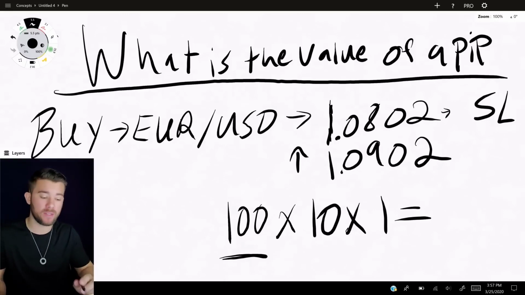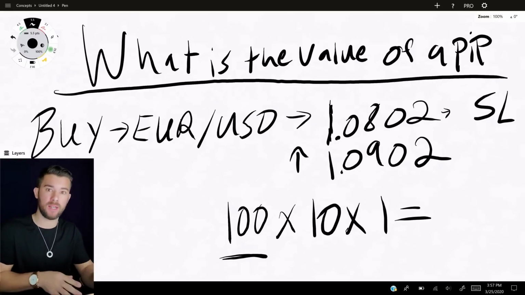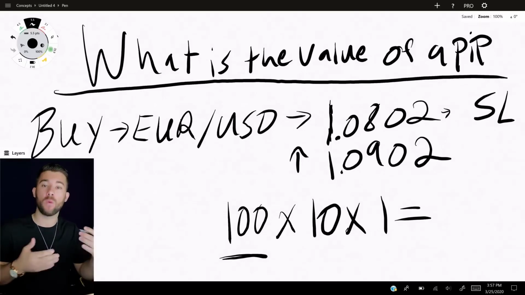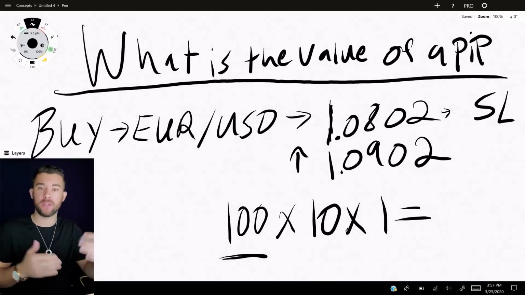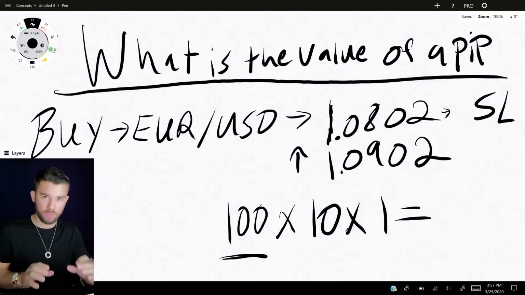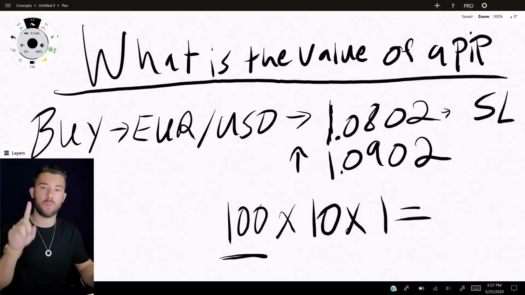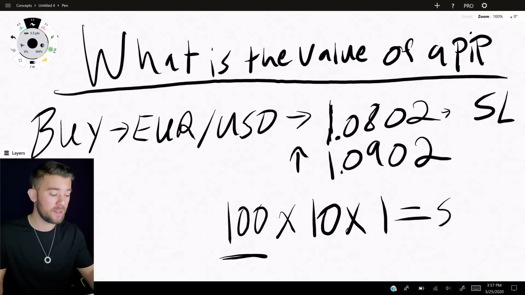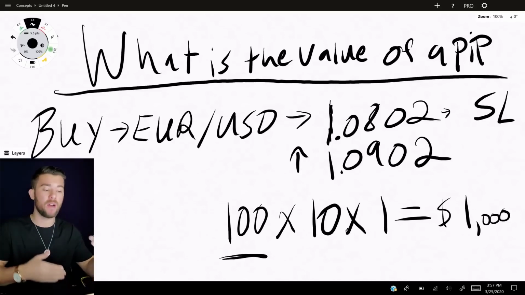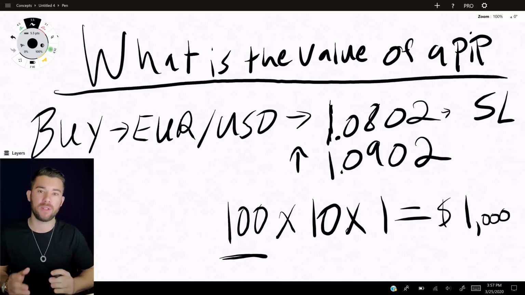Well, the money would translate to 100 times 10, because we're using a standard lot, and with a standard lot, we are making and losing $10 per pip. The value per pip is $10. We only traded one standard lot, so therefore 100 times 10 is $1,000. That is what you made, or what we would have made on this 100 pip move out of the euro dollar.